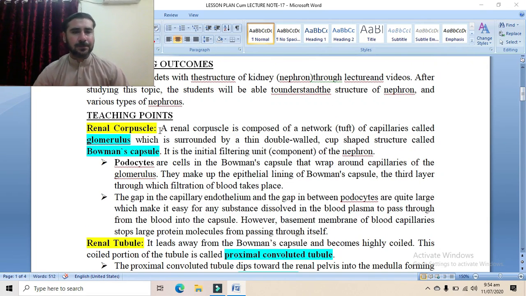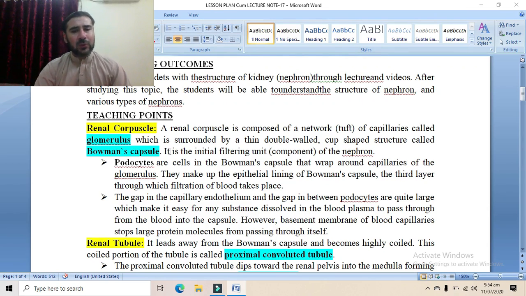Renal corpuscle. The renal corpuscle again consists of two parts, the glomerulus and the Bowman capsule. Glomerulus is basically a tuft of capillaries which is surrounded by a thin double-walled cup-shaped structure known as the Bowman capsule. So the blood is supplied to the kidney through the tuft of capillaries forming the glomerulus, and it is surrounded by a thin double-walled cup-shaped structure called the Bowman capsule.